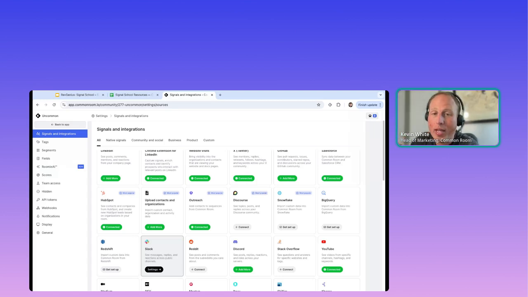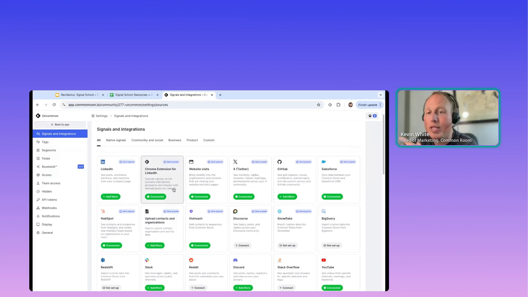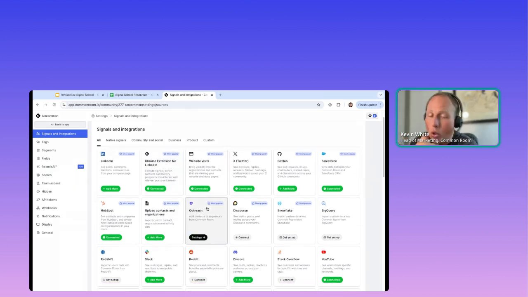I will say though with Slack, you can't just do this for your competitors' Slack communities. You have to be an admin and have permissions in order to pull that activity into Common Room. But Reddit, for example, is an open platform, so you can just point to a subreddit, listen for keywords, and pull that data into Common Room. Each of the different channels depends on the level of permissions needed and what's open or not.